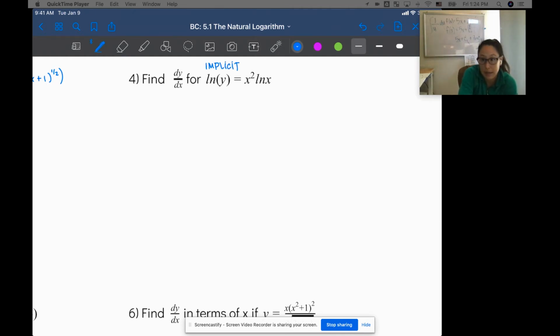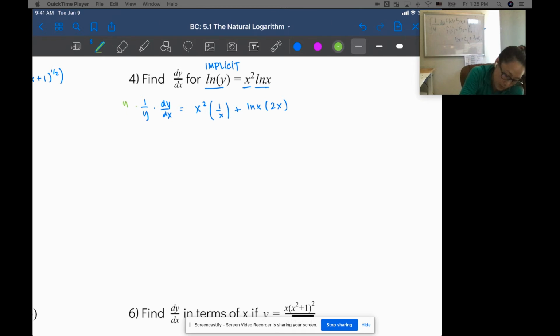Remember, tack on dy/dx for anything that is not an x. So the ln of y would be 1 over y times dy/dx, and that's equal to, all right, it looks like I'm going to use the product rule. I'm going to use x squared as my left and ln x as my right. So left d right: x squared times the derivative of ln x, which is 1 over x, plus right d left: ln x times the derivative of the left, so 2x. And then we just solve for dy/dx, so I'm going to multiply by y on both sides.